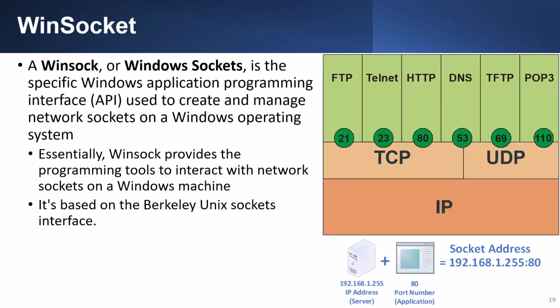A WinSock or Windows Socket is a specific Windows Application Programming Interface, or API, used to create and manage network sockets on a Windows operating system. Essentially, WinSock provides the programming tools to interact with network sockets on a Windows machine. It's based on the Berkeley Unix Sockets interface.